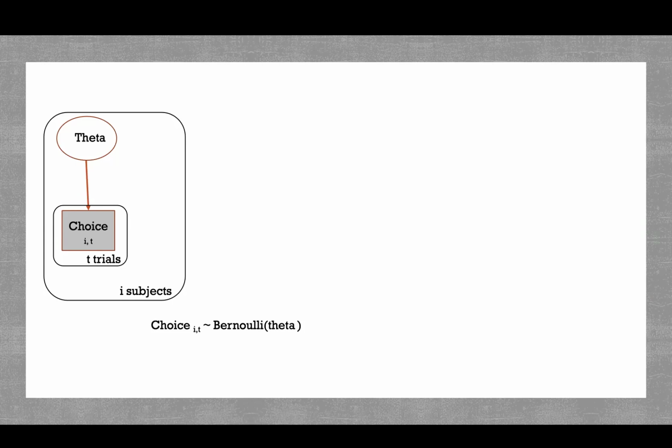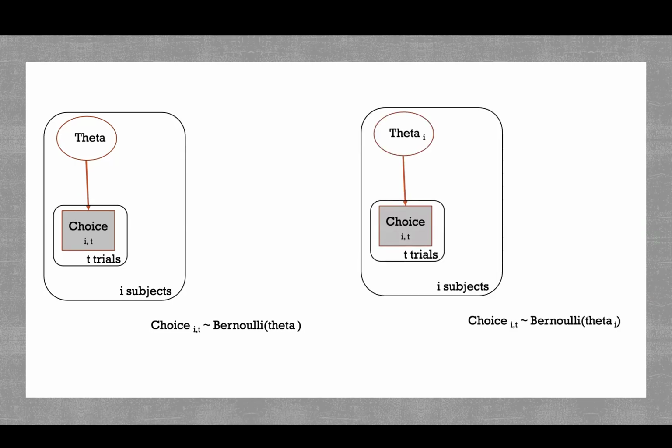That's the theta parameter. If we want to indicate that that's not the case, right? What we can do is say, well, actually, no, you silly goose. Theta is changing by participant. So theta has a subscript i.